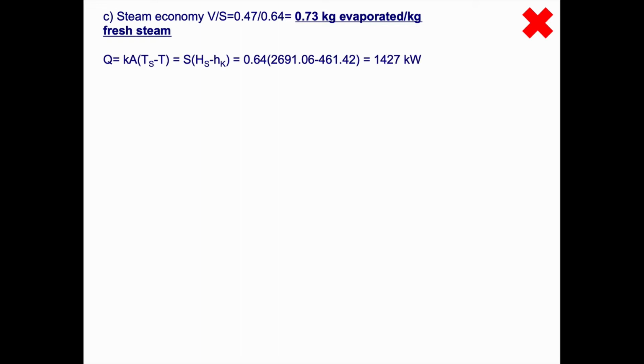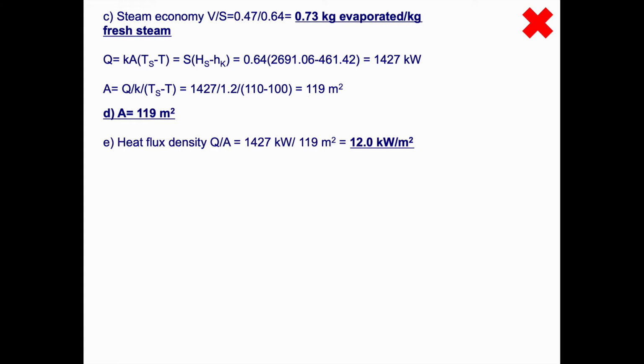For the area, we need to make this heat transfer equation. And we know that we have to transfer 1,427 kilowatts, because we can calculate that with S times HS minus HK. So then we can calculate the area needed, because that's Q divided by the K and the temperature difference. And now we don't have any boiling point elevation, so we know that the temperature difference is approximately 100... I mean, approximately 100 degrees difference driving force as computed. So we get 119 square meters. Finally, the heat flux density. Now we have everything, so we just calculate it as Q divided by A and get 12 kilowatt per square meter.